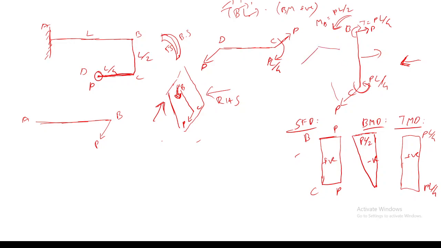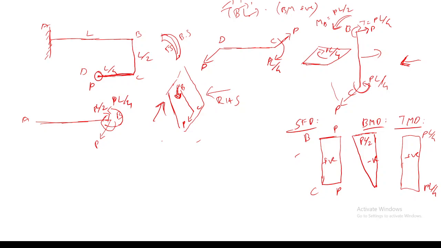For example, this is the horizontal plane. So P into L by 4 is acting like this. So here I have to change the direction, P into L by 4, and this acts in the horizontal plane. My diagram is clear or not? Clear. And P into L by 2, how will it be acting? It will be acting something like this.